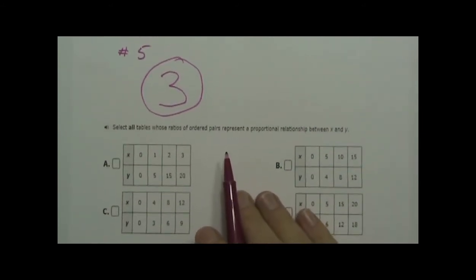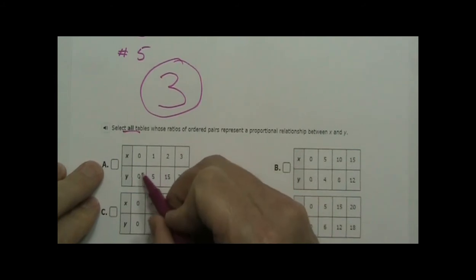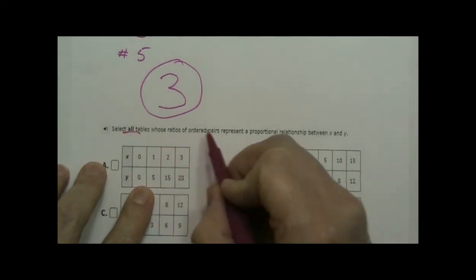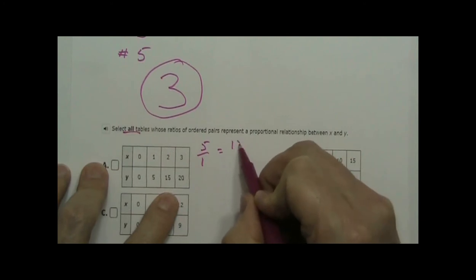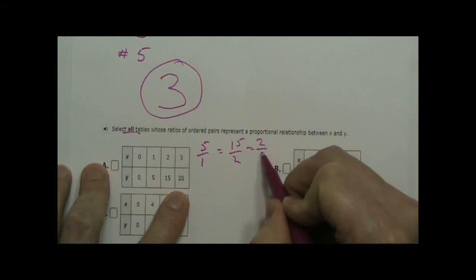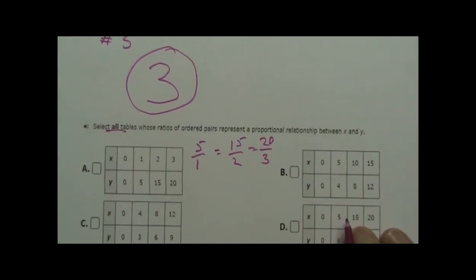Okay, on number 3, you're going to have some ordered pairs here, and it wants to know which ones are proportional. It says select all. That means there could be more than one. And so what we want to know is y over x, are they the same? For example, here, we have 5 over 1. Is that the same as 15 over 2? Is that the same as 20 over 3? Are those equal? If they're equal, then this is proportional.